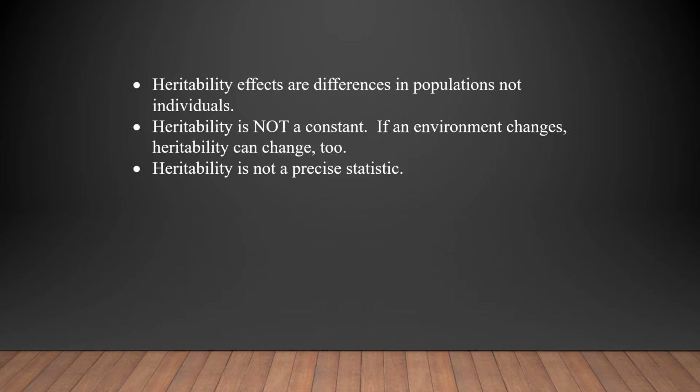The second point is heritability is not a constant. If it was, then we would have no evolution. In an environment, if the environment changes, then heritability can change too. And lastly, heritability is not a precise statistic. It's an estimate. So they're doing their best to try to figure out the proportion of which factor is caused by what. So how do they do that?